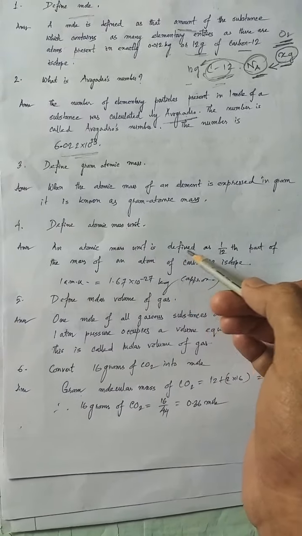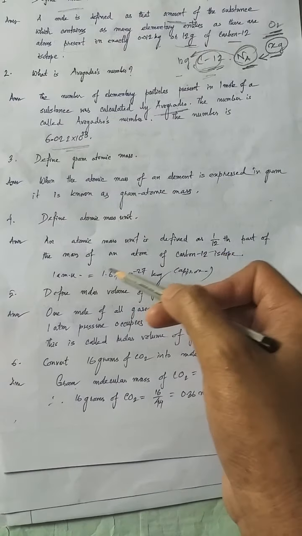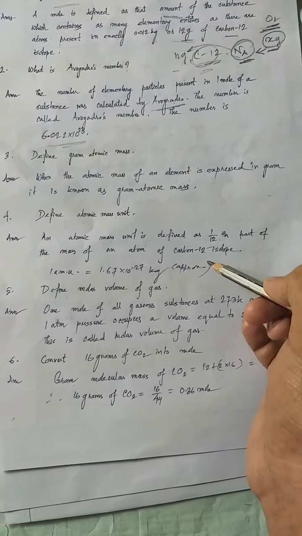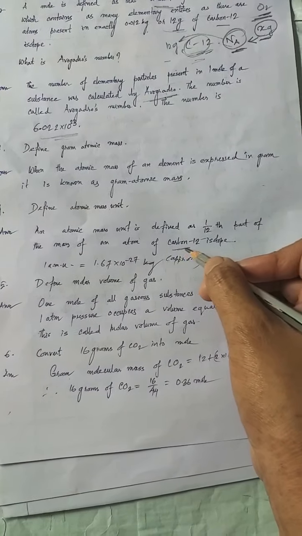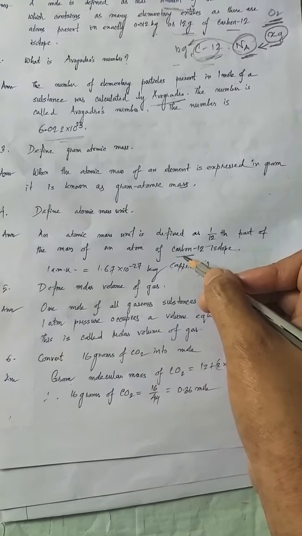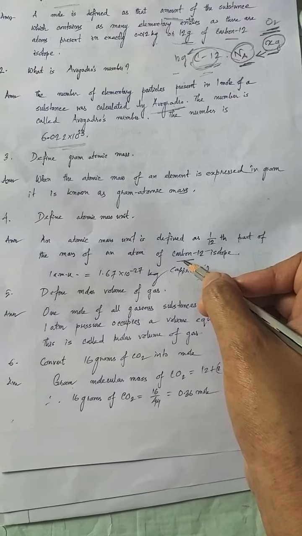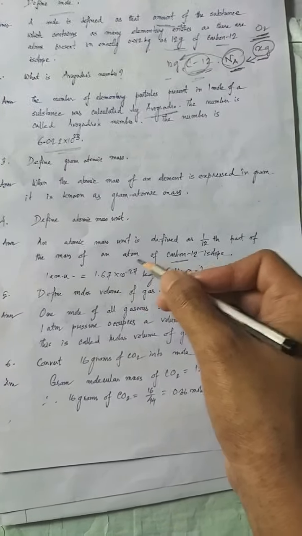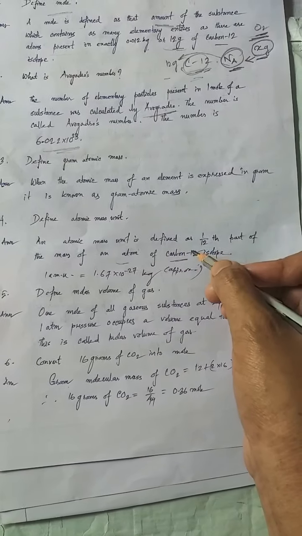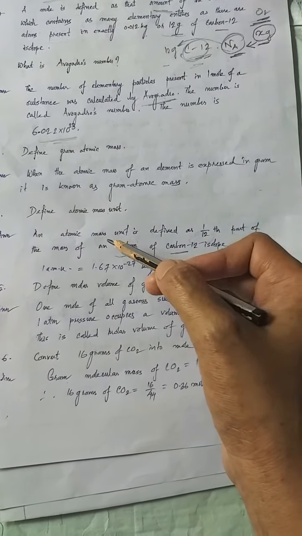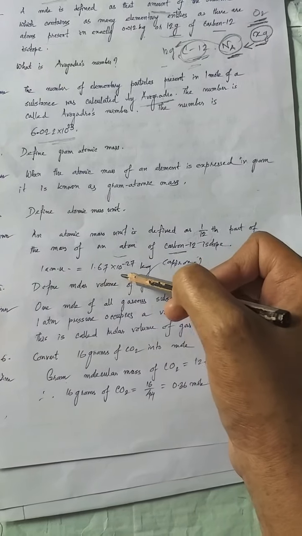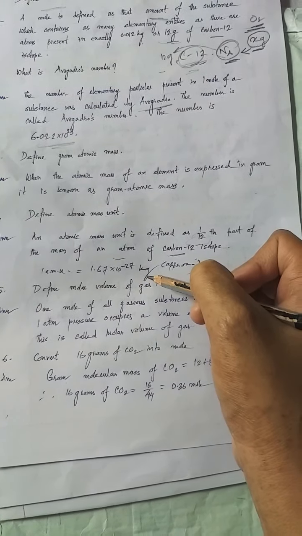Define atomic mass unit. An atomic mass unit is defined as 1 by 12th part of the mass of an atom of carbon 12 isotope. Okay, this is a very simple definition. If you take carbon 12 isotope, then if you divide this atom of carbon 12 into 12 equal parts, then one part will measure a certain amount which is called 1.67 to the minus 27 kg. This is called atomic mass unit.